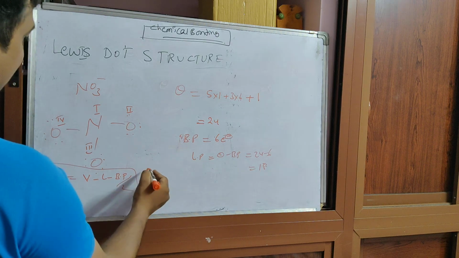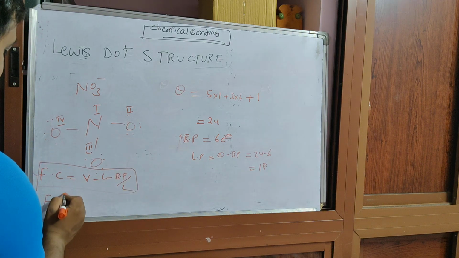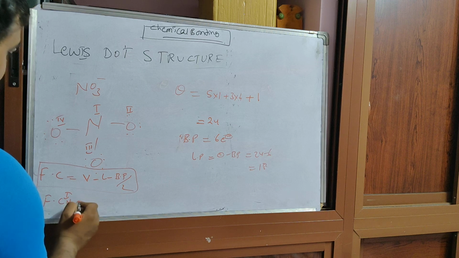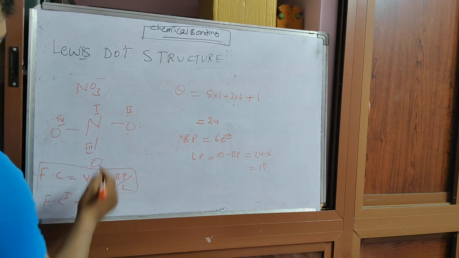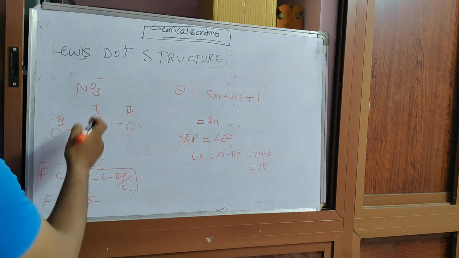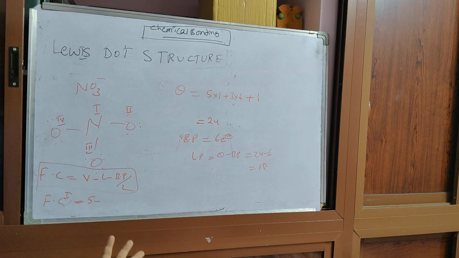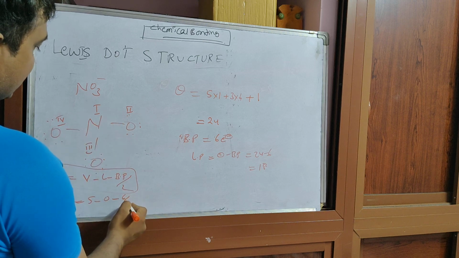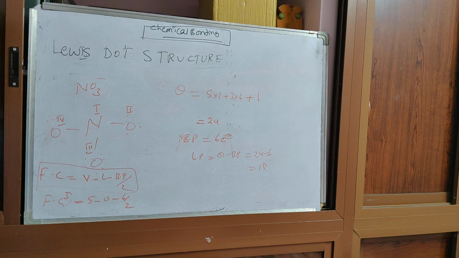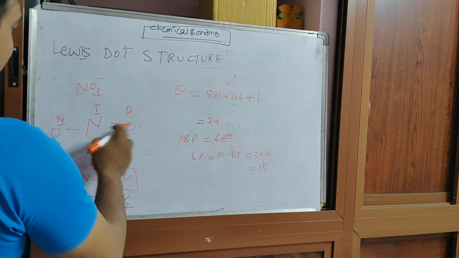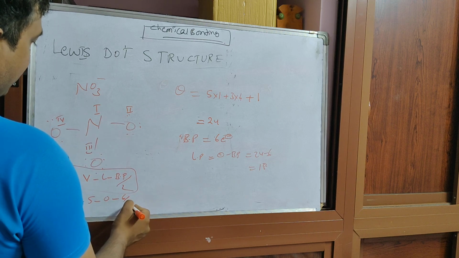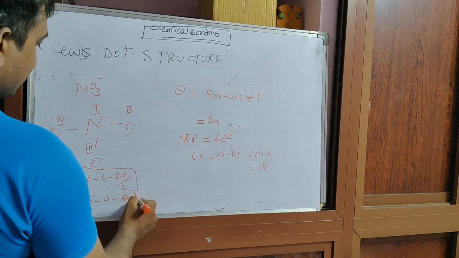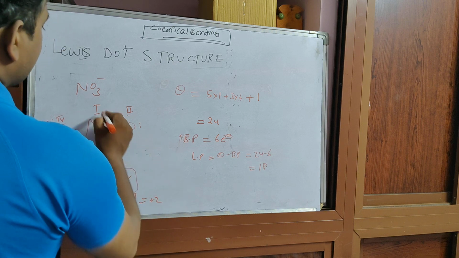If you want to calculate the formal charge of the first atom, nitrogen, how many valence electrons are there? 5. Is any lone pair there on nitrogen? How do we find out? No, already 18 is there, that's why 0. Bond pair electrons 1, 2, 3, 4, 5, 6, so 6 by 2, minus 6 by 2 means minus 3. 5 minus 3 means plus 2. Yes, it is plus 2.